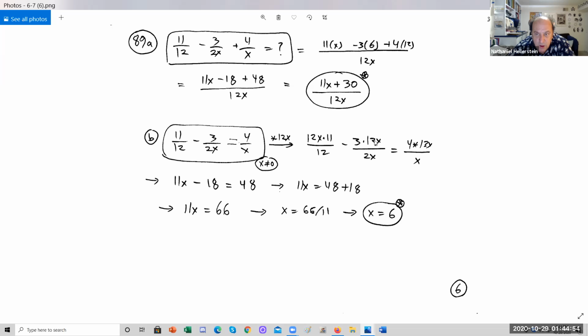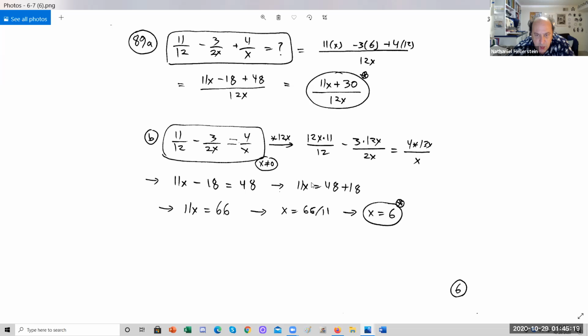12 against 2x leaves us 6 here. The x's cancel, so this will be 11x. This will be minus, and this turns out to be 3 times 6, so it's minus 18. Here the x's cancel. 4 times 12 is 48. 11x minus 18 equals 48.